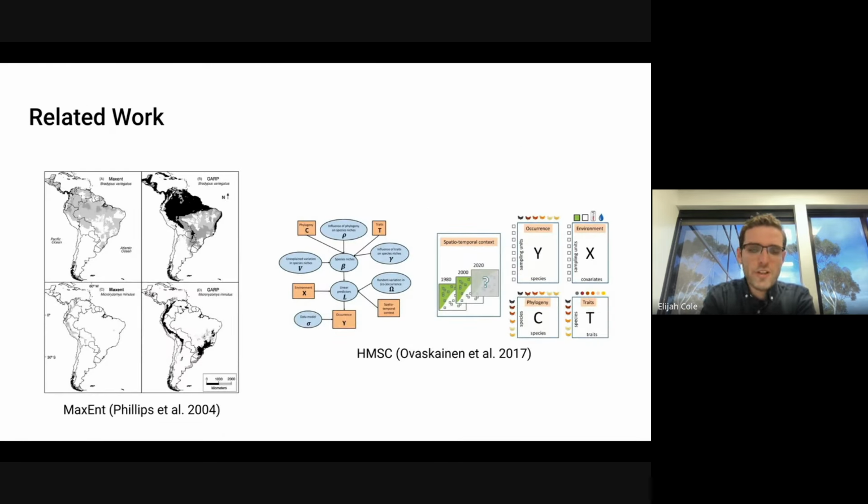And so there's a lot of work on this problem going back many decades. It's a core problem in ecology. Some of the classic methods include MaxEnt, where you're building the maximum entropy probability distribution given a bunch of species observation data. There are other lines of work that look more like hierarchical Bayesian models, like HMSC.